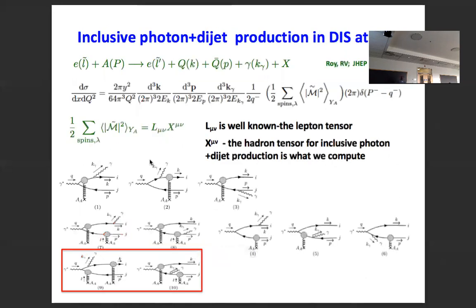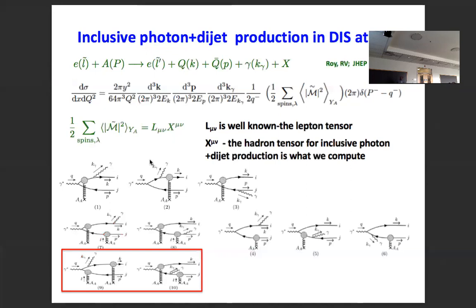So now you can say, okay, let me now compute this cross-section. This is a cross-section for a quark, antiquark plus photon and X, so this is inclusive. And you can write this, just like you do in any process, in terms of your matrix element squared, summed over spins and polarizations. And this object in DIS can be written as L mu nu times X mu nu, where L mu nu is a lepton tensor and X mu nu is a hadron tensor. So just like in inclusive DIS, but it's the hadron tensor for inclusive photon plus dijet production, and this is what we compute.